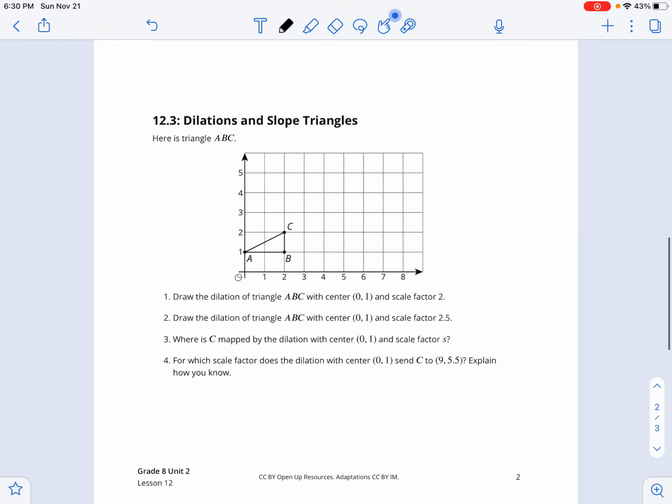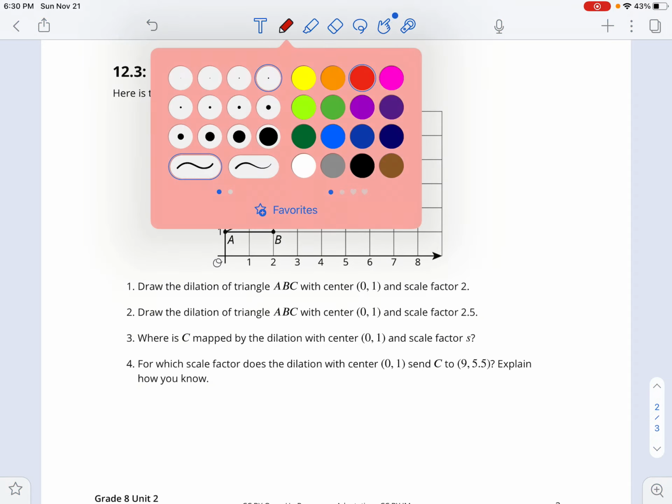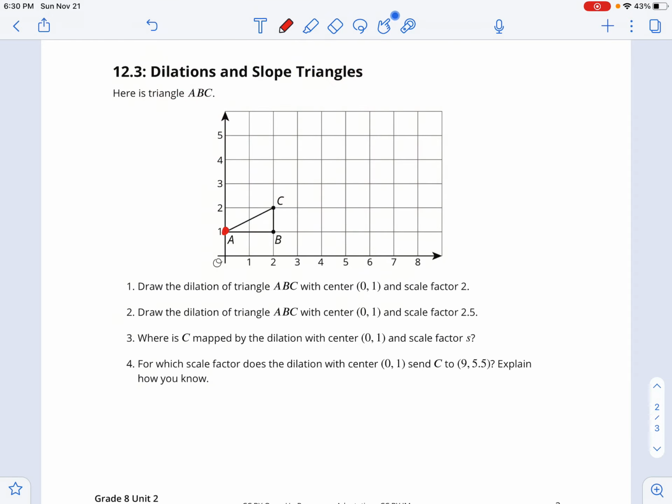Remember, you can always rewind to hear me re-explain any of those ideas from activity 12.2. Let's take a look at 12.3. Here's triangle ABC. Draw a dilation of triangle ABC with a center of (0, 1) and a scale factor of 2. So the center of dilation is going to be here, and they want you to dilate from the center with a scale factor of 2. So go ahead and pause the video and complete this dilation.